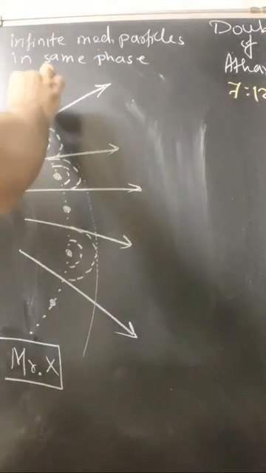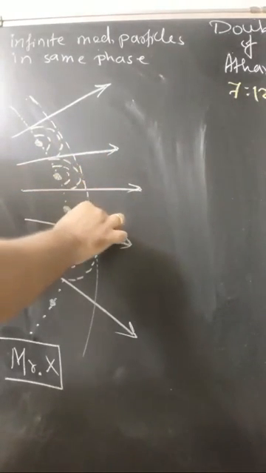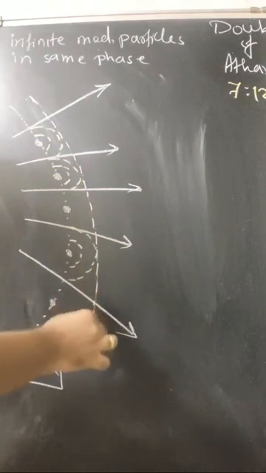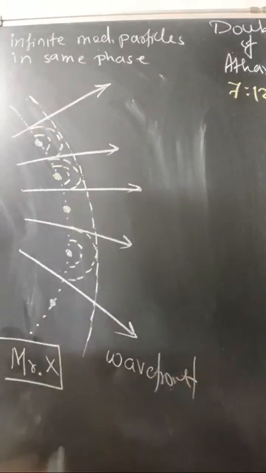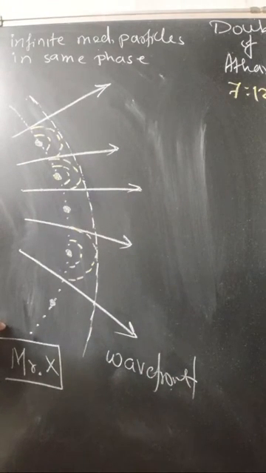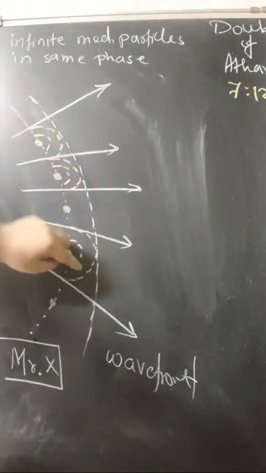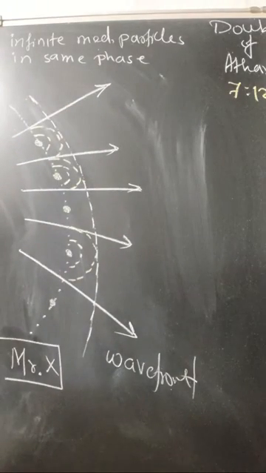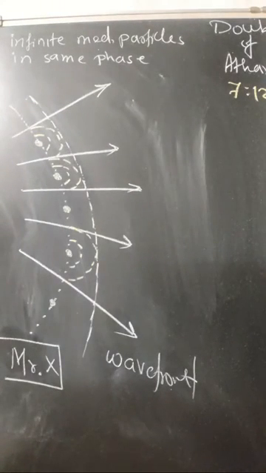So what is this common tangent? It is nothing but a group of those particles of the medium which are in the same phase. So even this is a wavefront. And Mr. X was over here. Then this line is going to represent the next position of Mr. X. Got it? I hope this is clear now, the concept of wavefronts and wavelets.